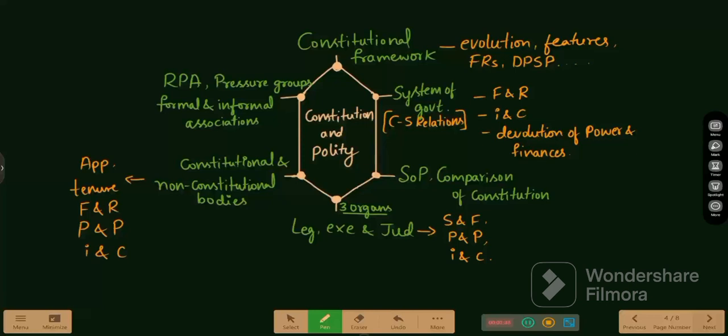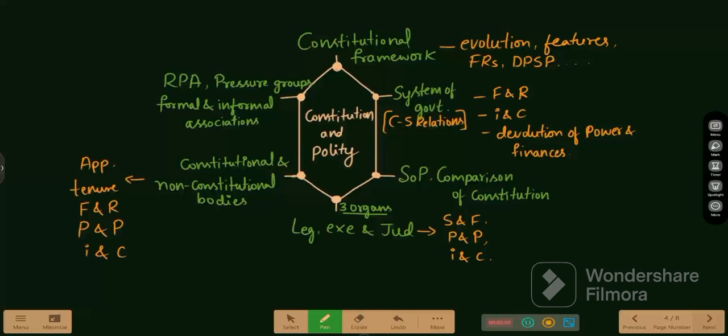Here you need to study the center-state relations, functions and responsibilities of center and state, issues and challenges arising because of this federal structure, devolution of powers and finances up to the local level. Then the third dimension here is separation of power between different organs of the government. Then comparison of the Indian constitution with respect to other countries.